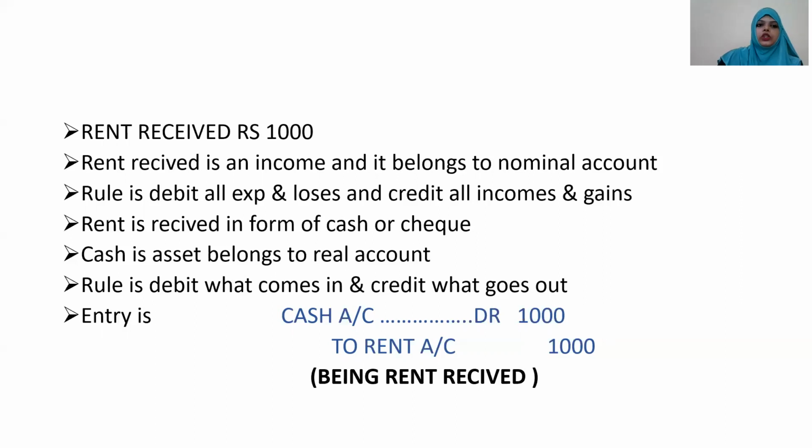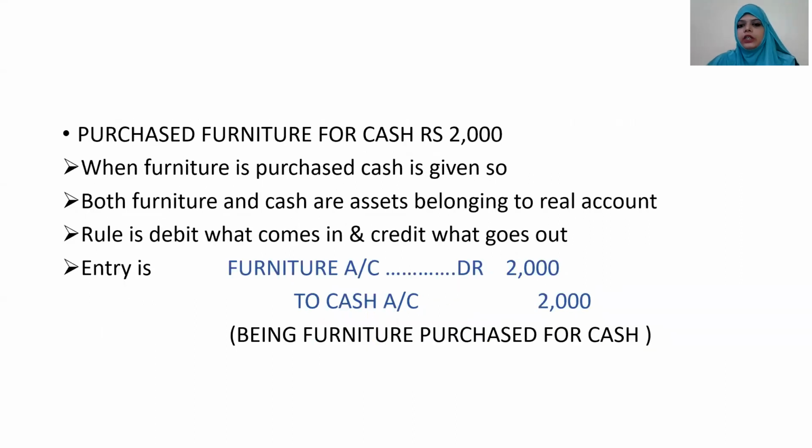Okay, coming to your next entry, that is purchase furniture rupees 2,000. Now, whenever there is a purchase made, is it an expense to the business, right? And we can say it is an expense to the business. And second thing, purchase furniture for cash is given. So furniture is coming inside and cash is going outside. So furniture and cash both belong to the real account. There are two things involved in this.